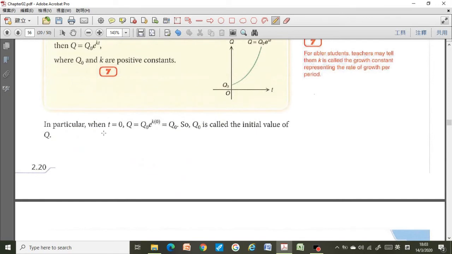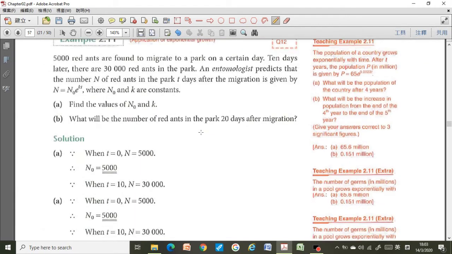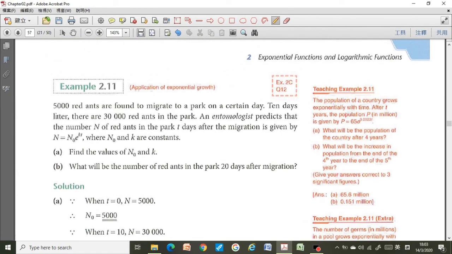And we always start with t equal to 0. Then by putting it here you will get Q naught e to the power 0. E to the power 0 is 1, so Q naught. So Q naught is called the initial value. Let's look at an example.